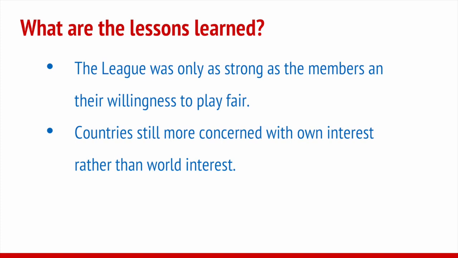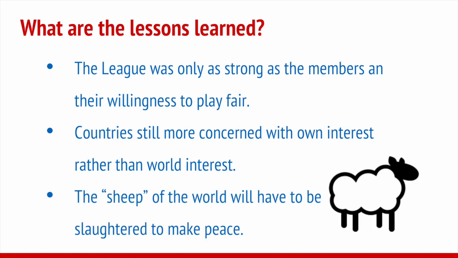Once again, this grand idea of the 14 points was Woodrow Wilson's dream at the end of the First World War. And the last point that I would make is that the sheep of the world will have to be slaughtered in order to make peace. And I use the term sheep in order to illustrate the small, weaker nations. If smaller nations like Manchuria in China or Abyssinia have to be destroyed in order to keep the large nations happy, well, that's one of the unfortunate consequences of peace in the 1930s.